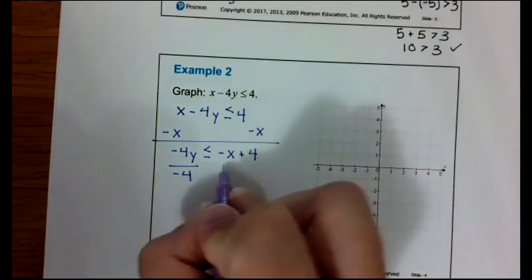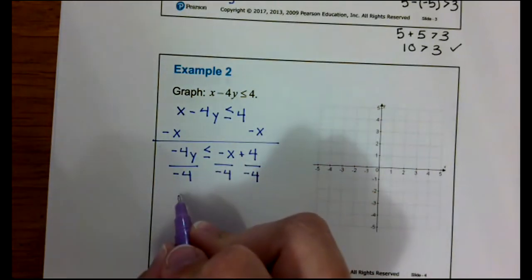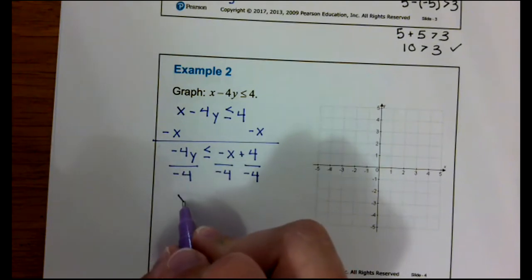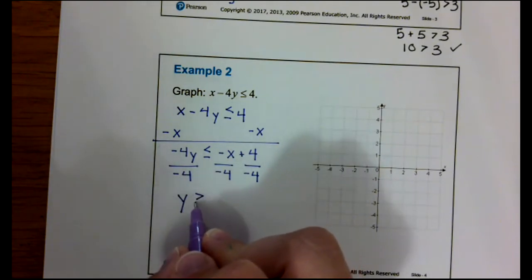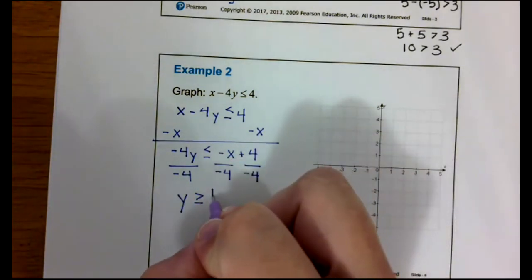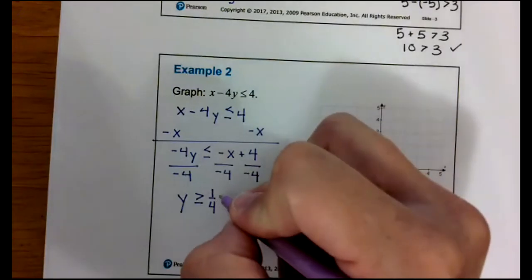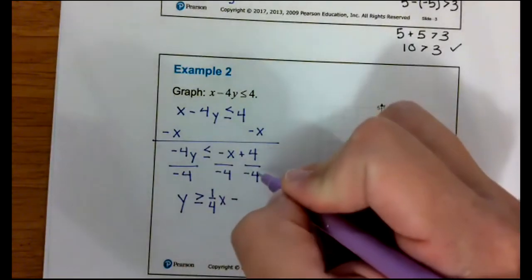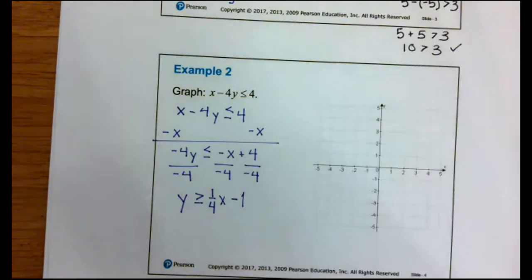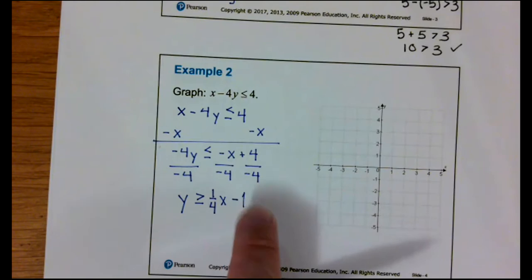Look, we've already got another one of these. Divide by a negative. Divide by -4. -4y divided by -4 is just a positive y. Flip the sign because we just divided by a negative. -x divided by -4 is a positive 1/4x, because that was like 1x and a 4. 4 divided by -4 is a -1. Okay, so my line is y is greater than or equal to 1/4 x minus 1.